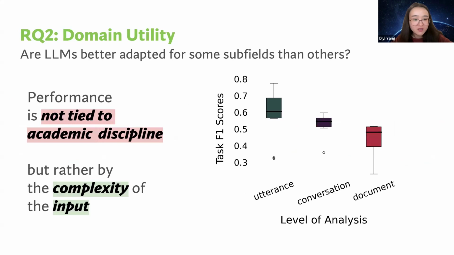Instead, it is more about the complexity of the input. That is, if the task involves the document data type, documents usually encode a complicated sequence of ideas or temporal events, and overall, models may not be doing well there. Compared to that, utterances or conversations are relatively simpler here.